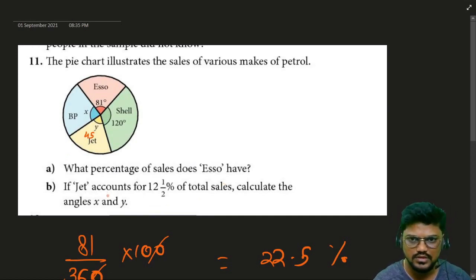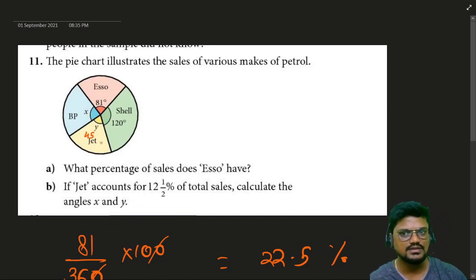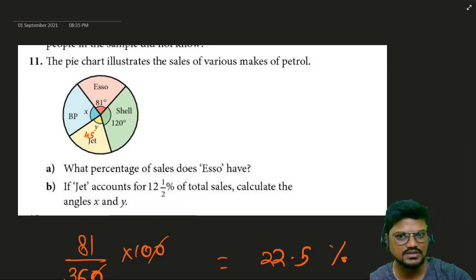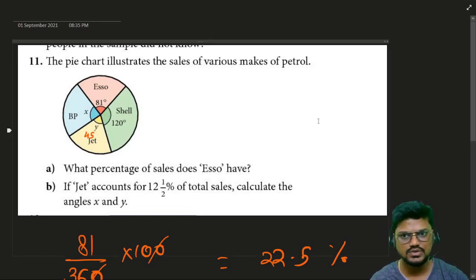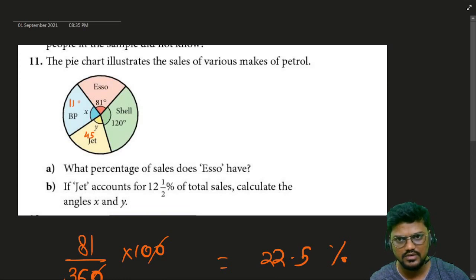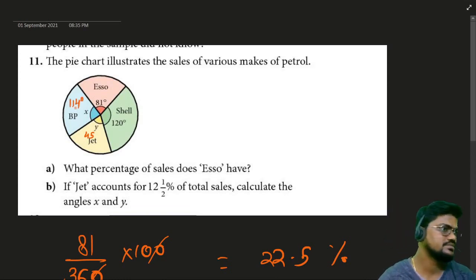Now calculate the angle of x. That is 360 minus 81 minus 120 minus 45, which gives you 114 degrees. So this will be 114 degrees. Clear? Got it? Fine.